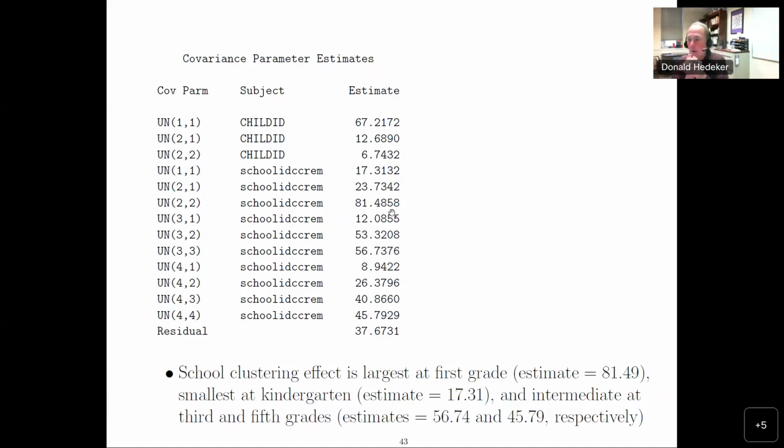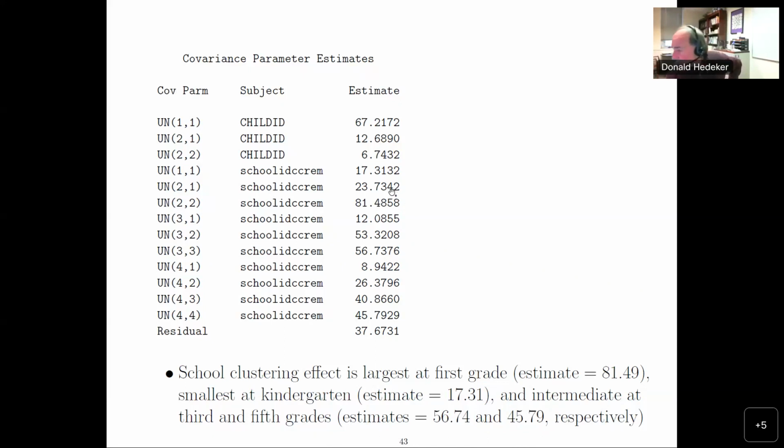So in terms of the cluster effect of the school on the math score, it's not that large at kindergarten. It's quite a bit larger at first grade. And then at third grade, it drops off a bit, but is still pretty big. And at fifth grade, likewise. So it seems that in terms of the clustering effect, year one is very important. Kindergarten, maybe not so much. Year one, very important. And then it's of intermediate size between third and fifth.